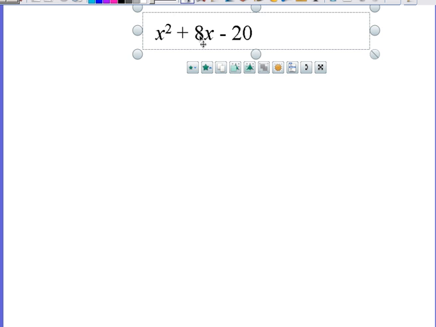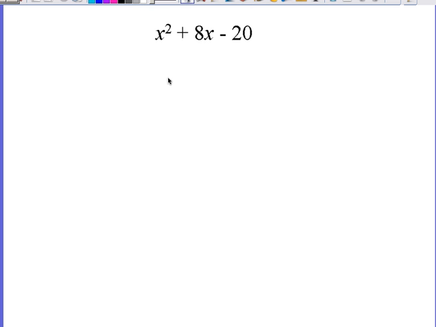What I want you to do now is use what you've been taught to have a go at factorising x squared plus 8x minus 20. I want you to pause the video, have a go at the question, and then press play again, and I will go through a worked solution for you so you can see if you got it right or if you got it wrong. So pause now.